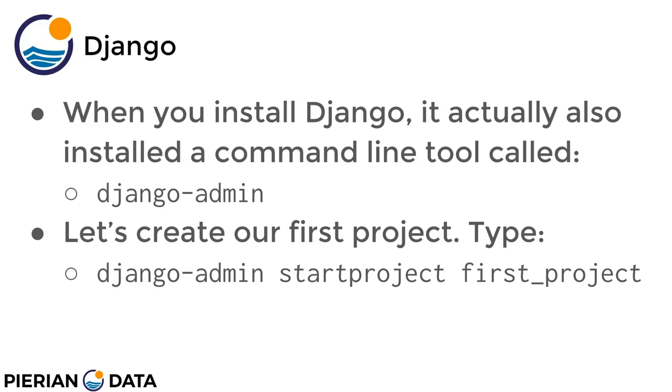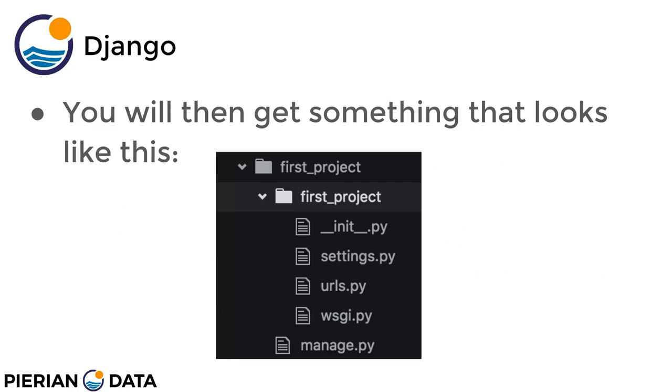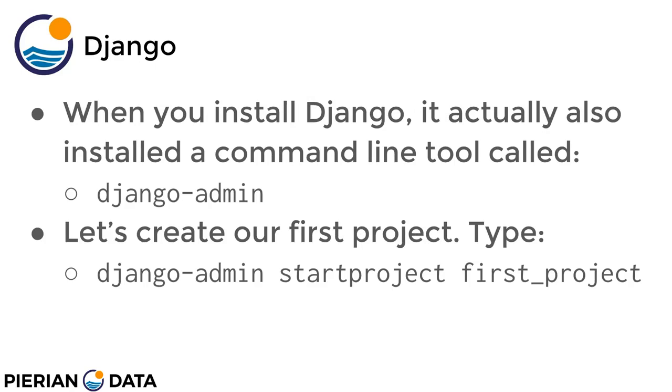For that, just go to your command prompt, activate your virtual environment if you haven't done so already, and then say django-admin startproject and then whatever you want your project to be called. In this case, we will say first_project. And then you're going to get something that looks like this. We'll explain what all these files are in just a second. But before we do, let's actually run this code. I'm going to jump to the Atom text editor, open up a command prompt, and run through this.